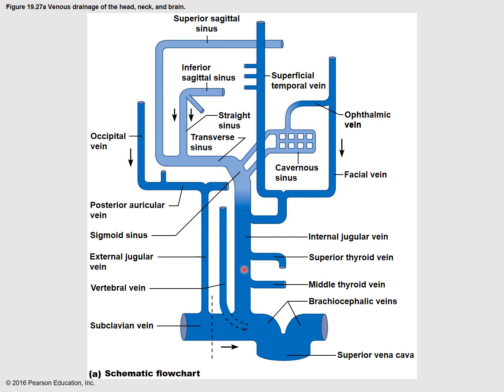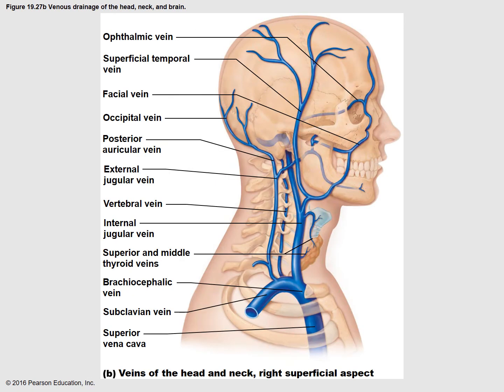So here you have your internal jugular vein. This is the external jugular vein. The vertebral vein, these are all, and this is the subclavian coming from the arms, and they're all going to merge together and eventually form that superior vena cava. As you can see here, the veins as they come through and merge.